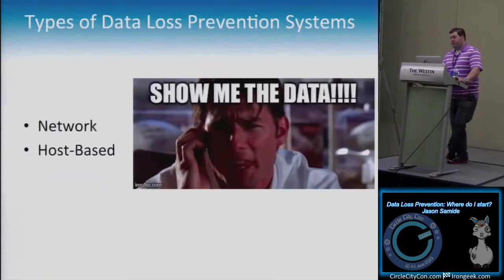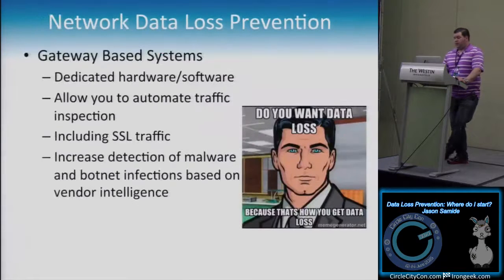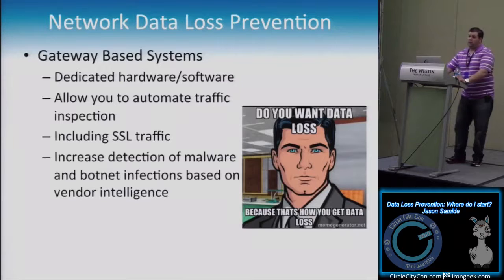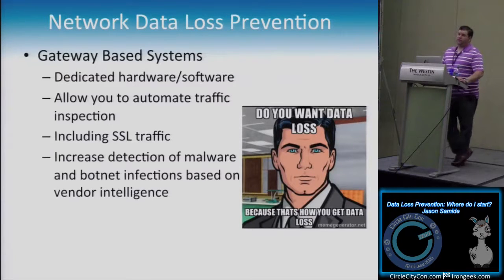Predominantly, there are two types of systems: network and host-based. For network, we call them gateway-based, and it's dedicated hardware that allows you to intercept traffic and interrogate it. Based on some rule set or compliance requirement, you can say yes, this is okay, or this is flagged as being confidential, and we don't want this to go anywhere. And with everything being encrypted nowadays, there are some bolt-ons that let you be the man in the middle to look inside what people are actually sending.